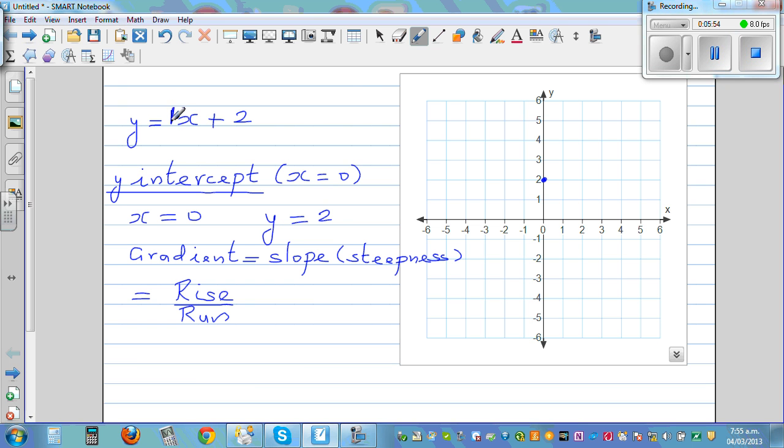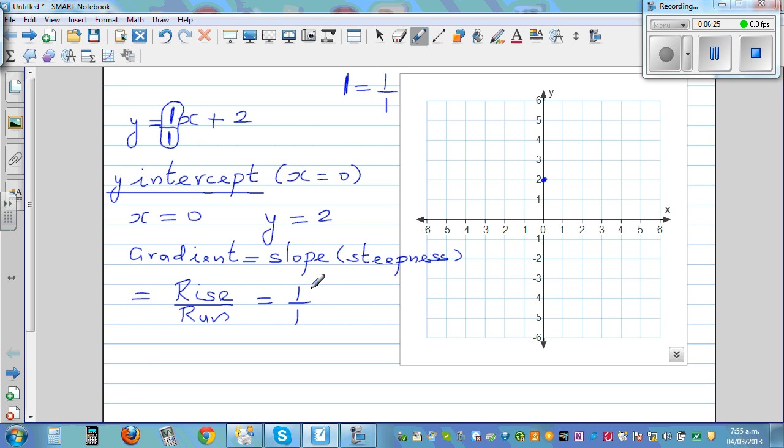So this is 1x. And 1 can be written as 1 over 1. 1 over 1 is 1. So this 1, which is invisible, I'm going to write as 1 over 1. So here this fraction is the gradient. The gradient is 1 over 1. That means the rise is 1 and the run is 1.